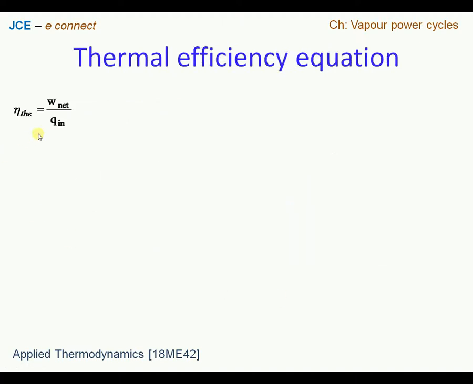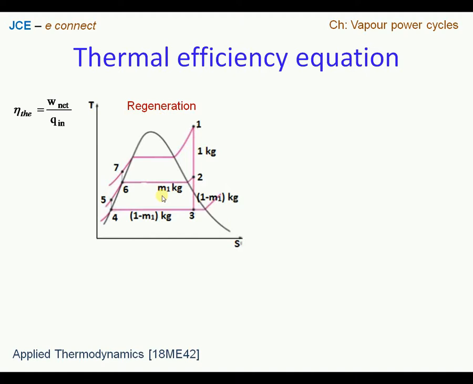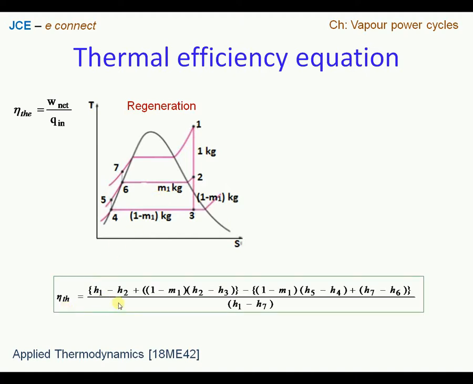Now let us proceed with the equation for thermal efficiency. We are considering a TS plot as discussed earlier, and then thermal efficiency is equal to the net work output. Please recall that net means we have turbine work and we deduct the pump work from the turbine work. So first is the partial expansion in the turbine, then the remaining portion of the steam gets expanded in the second stage, and then we deduct the pump work. In the pump work we have H5 minus H4 with 1 minus M1, plus the work done by pump 2, that is H7 minus H6.